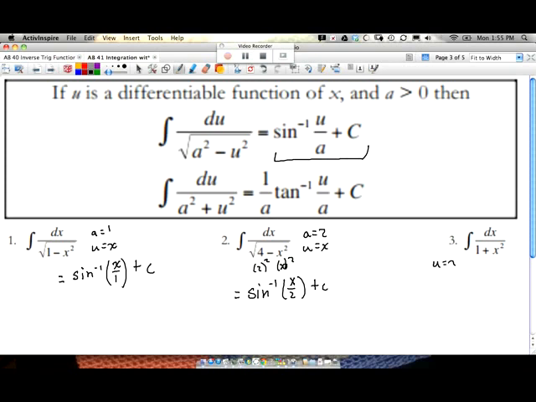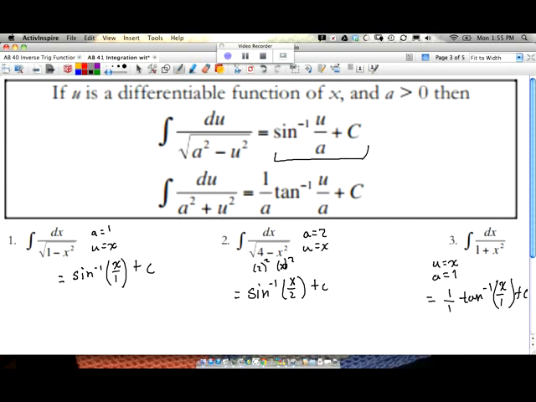For the third one, again, very simple. u equals x, and a in this case equals 1. So it's 1 over a, which is 1 over 1, times tangent inverse of u over a, and that'd be x over 1, plus c. And that's it. That's really what we're looking at. Now there are other ways to derive that, from a longer way, and we're going to look at that here in a second, using a lot of the same right triangle trigonometry that we have been looking at.